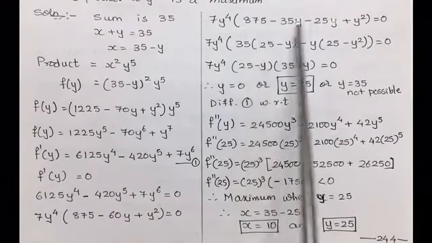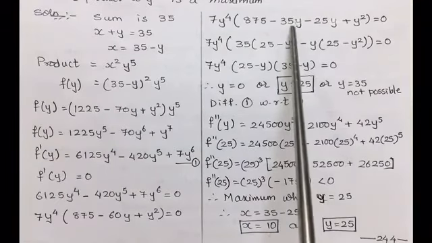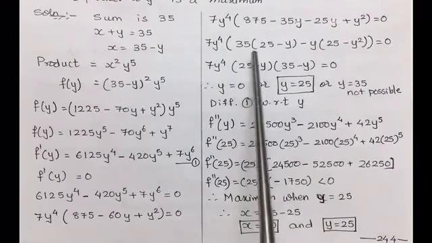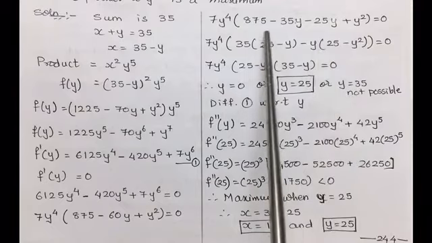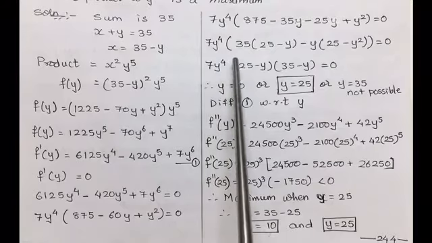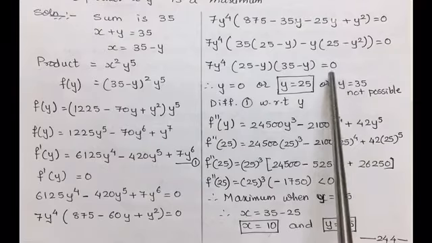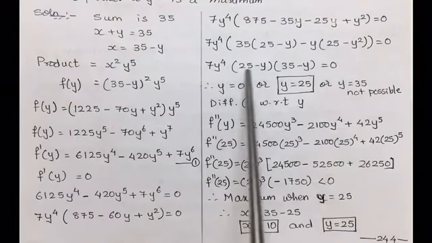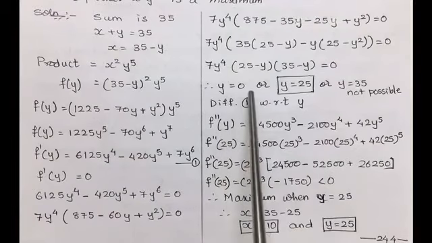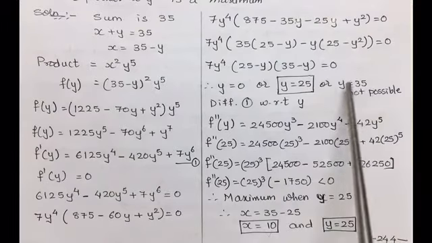Now factorizing by splitting off the middle term, the middle term split comes out to be minus 35 minus 25. Factorizing them by taking out common, we get the factors as 7y raised to 4, (25 minus y), (35 minus y) equal to 0. So taking up all these values and equating to 0, we get y equal to 0, y equal to 25 and y equal to 35.